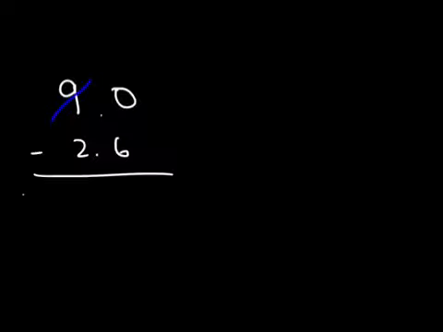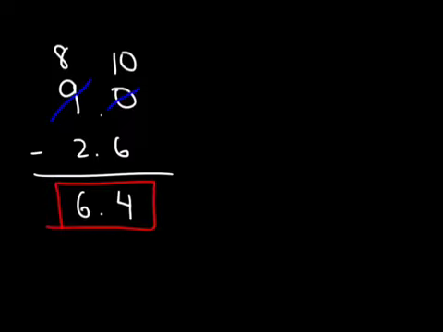But now let's confirm the answer. So let's do it this way. Let's add a 0. So first, let's take away a 1. Let's make this 8. And let's transfer the 1 to the 0, making that 10. And now we can subtract 10 minus 6, which is 4. And then 8 minus 2, which is 6. And so that will give us the same answer, 6.4, as the other method.